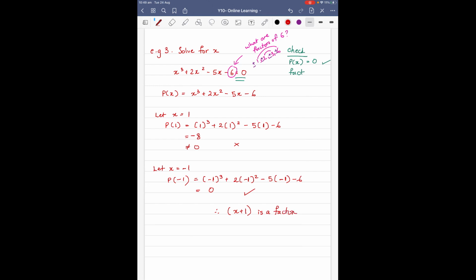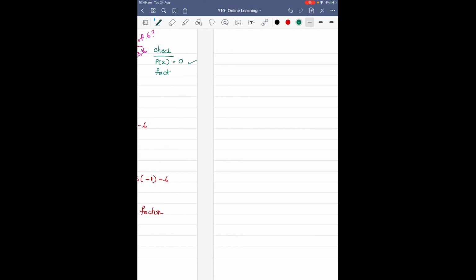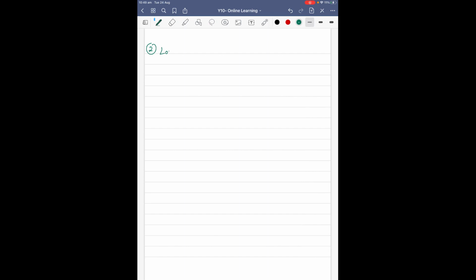Now, it's not completely factorized yet. We only found one factor of this polynomial here. So to find the rest of the factors, we would have to do long division. So technically, this was our first step. We need to find a factor. Okay. Our second step is to do long division. So second step, long division.